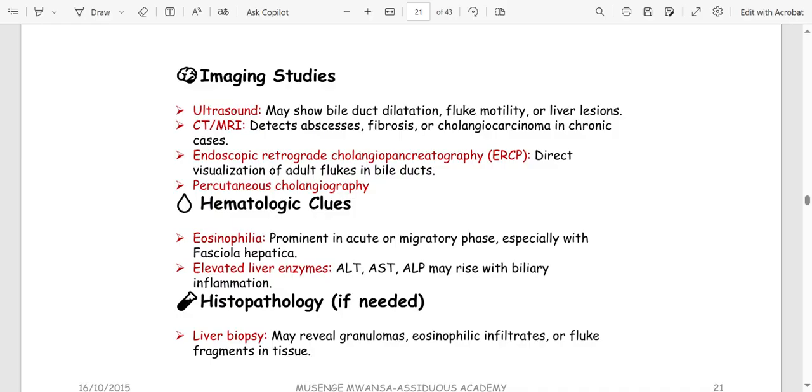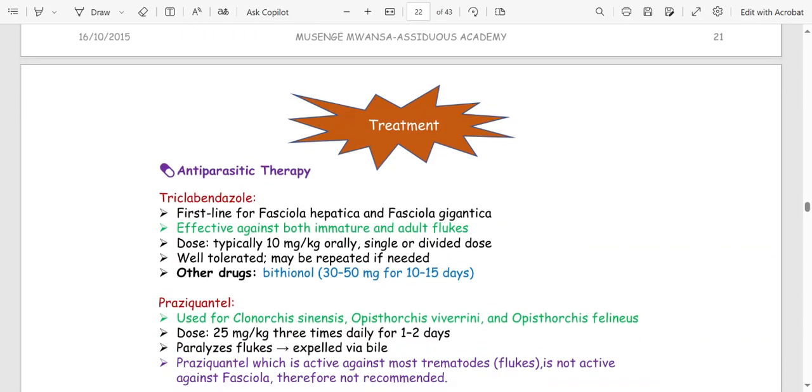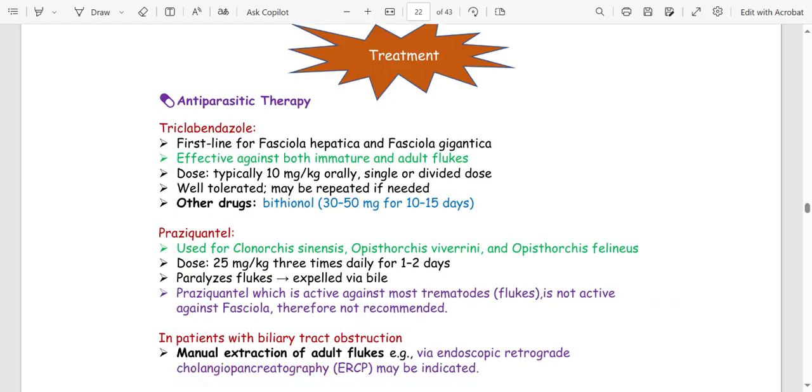Hematological clues: you are going to see eosinophilia. When you look at a peripheral blood smear, you see a lot of eosinophils. Eosinophils are normally elevated in helminthic infections. Also, because there's injury to the liver, you see elevated liver enzymes: ALT, AST, ALP. For histopathology, you can do a liver biopsy, which can reveal a granuloma, eosinophil infiltration, or fragments of the worm tissue.